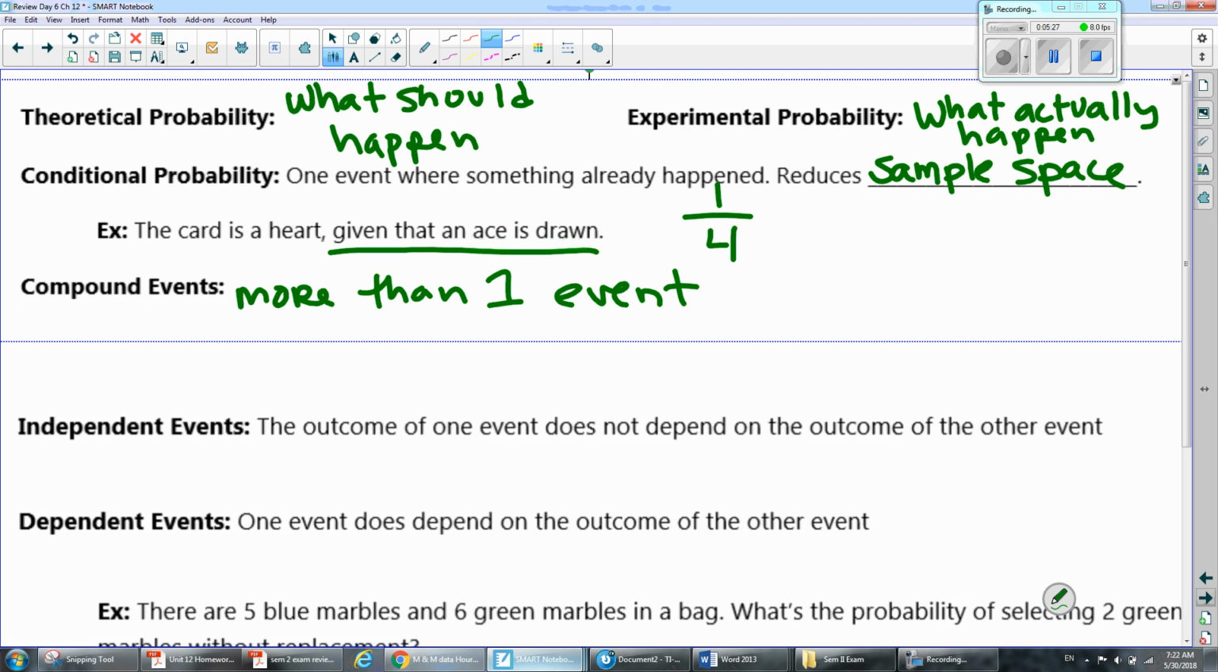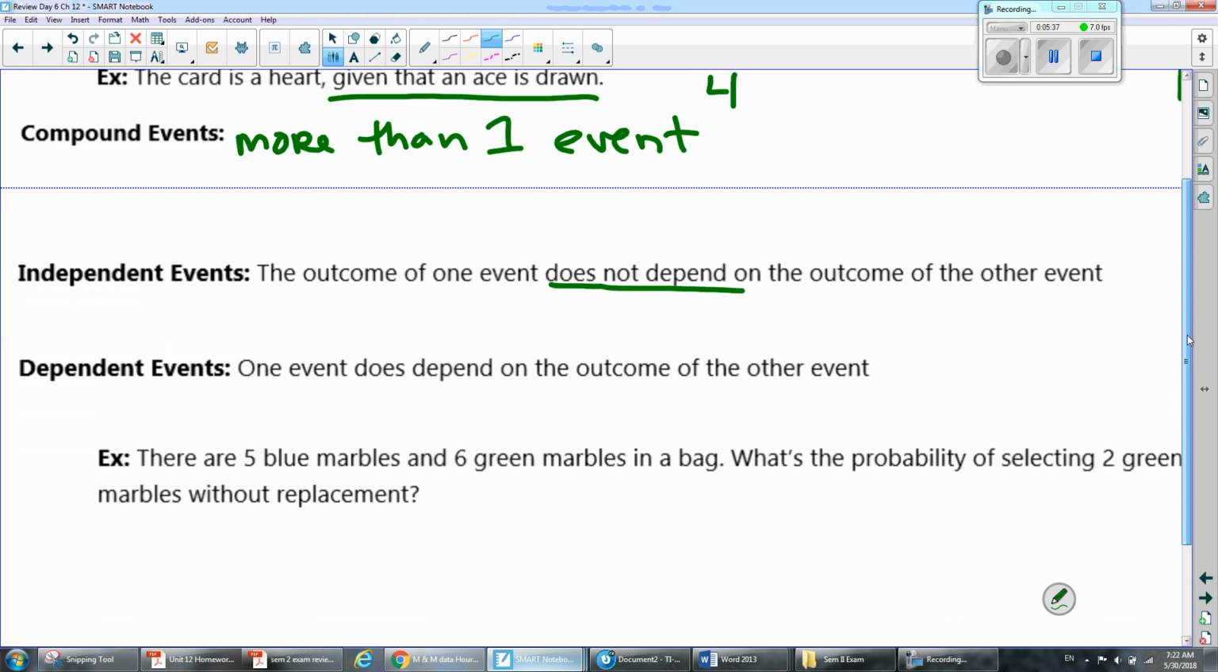And on the back side of your notes there, we have independent events. The outcome of one event does not depend on the outcome of the other. That would be like spinning a spinner and then going to grab a Scrabble tile. They have no effects on each other. Dependent event: one event does depend on the outcome of the other event, just like it does in this example.